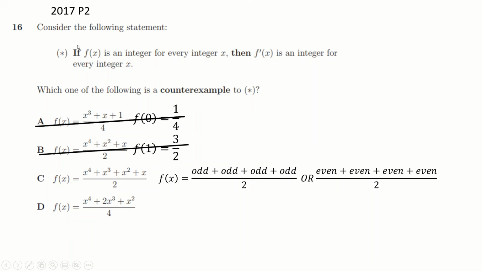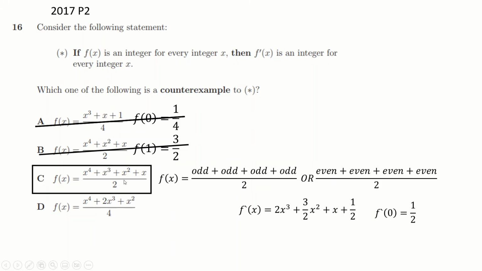So okay, it does actually obey the first bit. Let's look at the second bit. F dashed of x. Let's differentiate it. We'll get this. I hope I've differentiated that correctly. Now, is that an integer for every integer x? Well, very clearly, I can see that if I put 0 into this, I'm just going to end up with a half. So that's not an integer for every integer x, because there's a counterexample. So that's the counterexample to the whole thing, because it does this, but it doesn't do this.